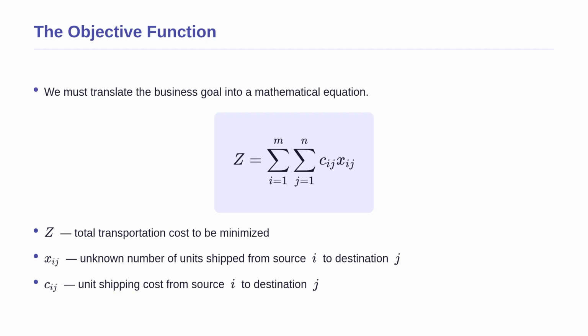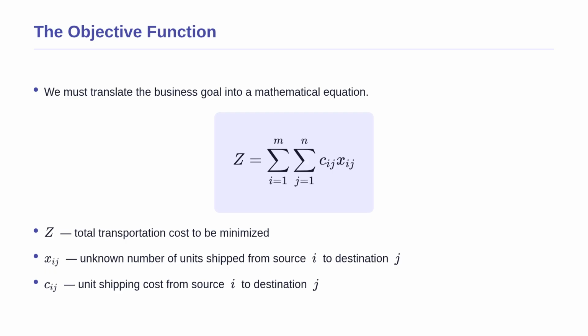To solve this business problem systematically, we must translate it into mathematical language. This brings us to our objective function. The formula you see calculates Z, which represents the total transportation cost that we want to minimize. The variable Xij represents the unknown number of units we decide to ship from a specific source I to a specific destination J. The parameter Cij is the cost to ship exactly one item along that route. The double summation simply means we are adding up the costs of every single route.